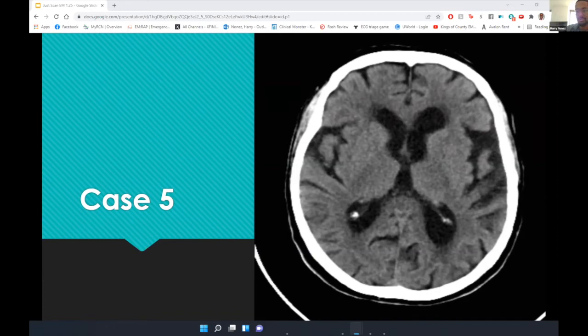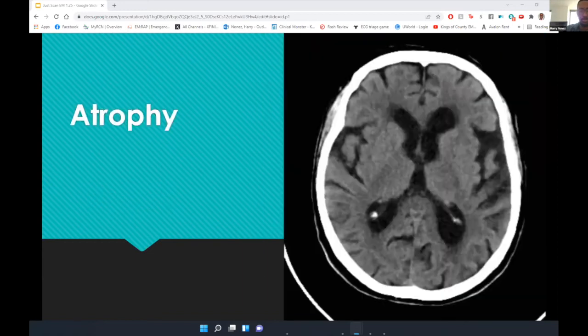Any of my 4th years? All right, so answer is atrophy. So the ventricles are dilated, but here's the thing: you need to differentiate between this and the case before with normal pressure. So yes, the ventricles are dilated, but also the subarachnoid spaces are also dilated, which you would not see in hydrocephalus. The combination of these two is usually consistent with volume loss and atrophy in this patient.